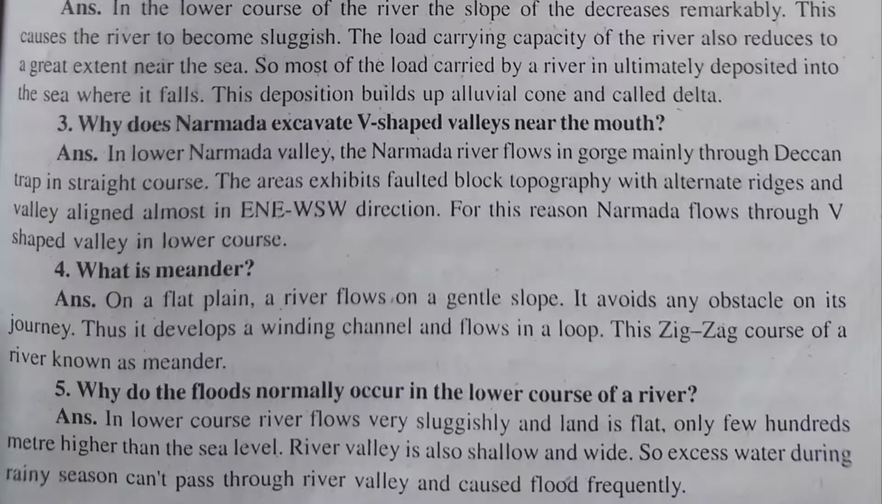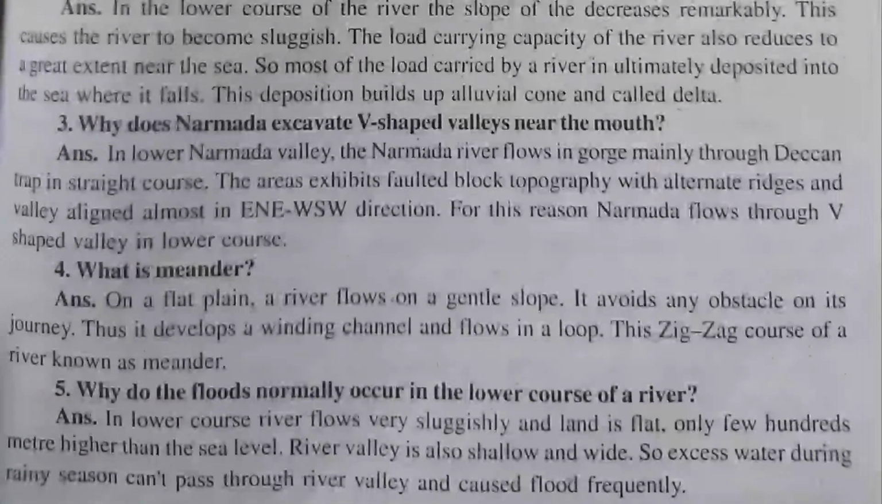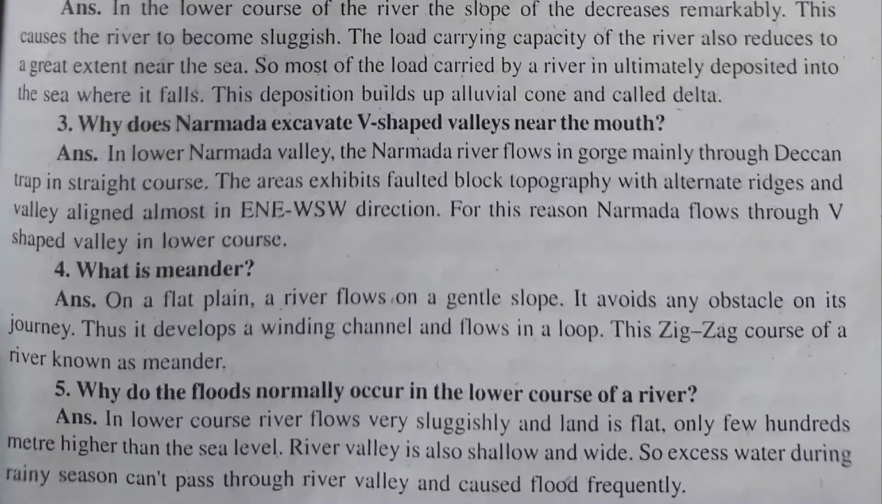Next question is what is meander? On a flat plain, a river flows on a gentle slope. It avoids any obstacle on its journey. Thus, it develops a winding channel and flows in a loop. This zigzag course of a river is known as meander.